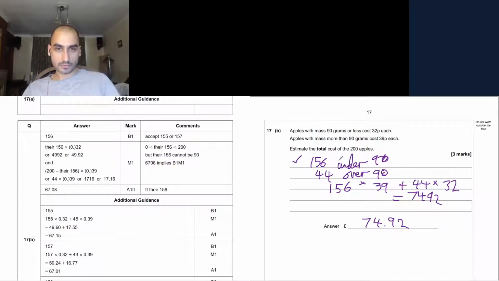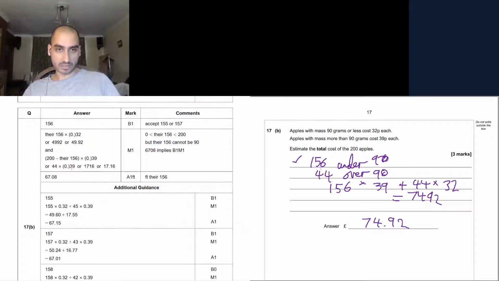$67.08. Oh. Multiply them the wrong way around. It's 156 times 32 plus 44 times 39. There's my mistake. Alright, so I get 1 mark for saying 156. I don't get the mark for multiplying them correctly. And the accuracy mark, I guess I don't get that either.